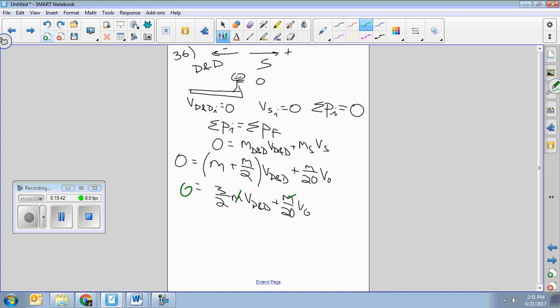Algebraify, your m's cancel, solve it, and you get that the velocity of the dude and the disc is, what did we decide? Negative v0 over 30? Yep. Is that right? I left my notes now since I botched that before. Okay. How's the question worded? You don't need the negative because it says speed. Right, okay, yeah, so you don't need the negative because it says speed, right? Okay, so everybody good up to there?